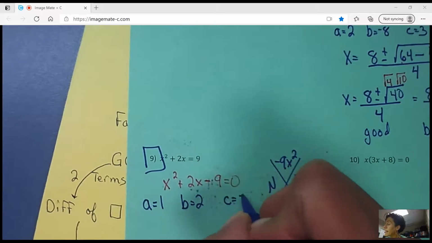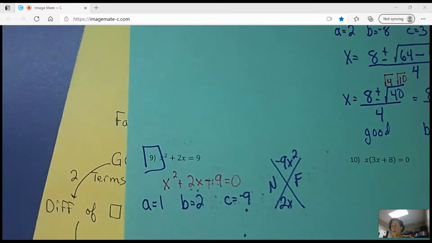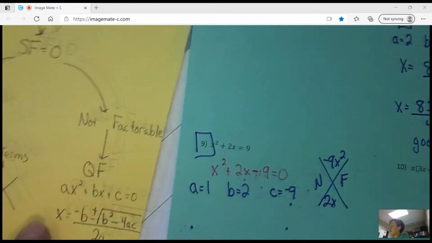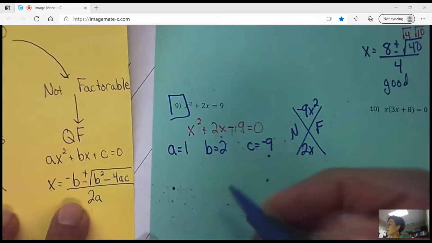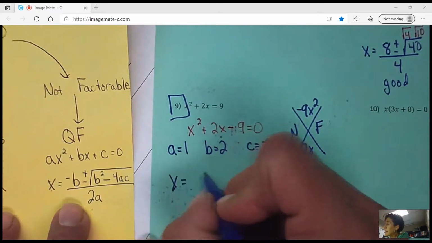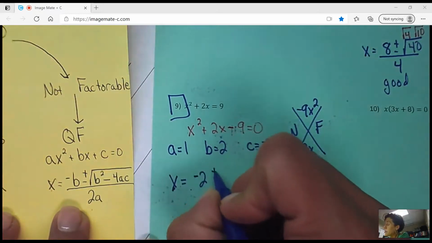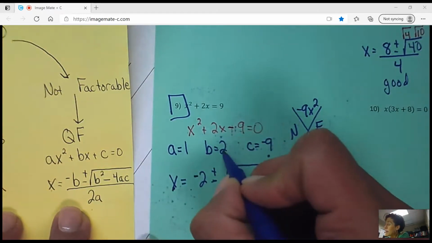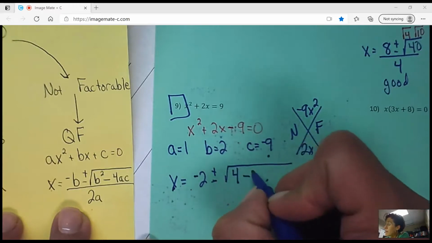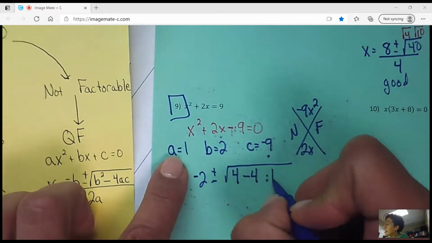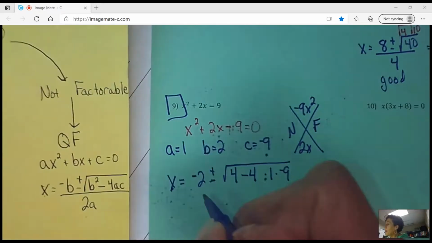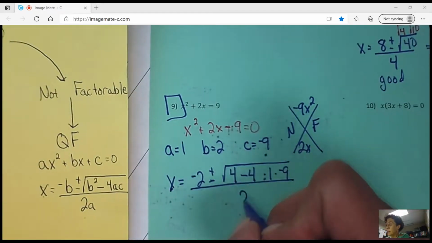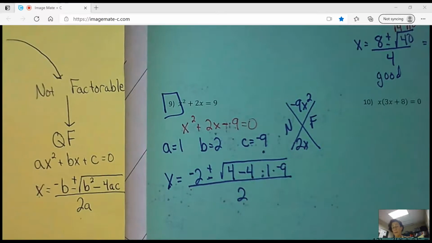So I've identified A, B, and C. And now using the quadratic formula, we're going to make it x equals opposite b, so we'll use negative 2 plus or minus, and we're going to take b and square it, so that's 4 minus 4 times a and times c, and then all of this is over 2 times a, so all of that's going to be over 2. Okay? So now what we're going to do, where are we? We're on number 9.